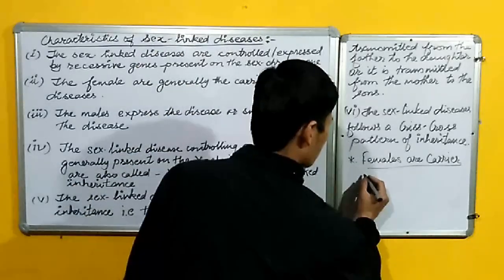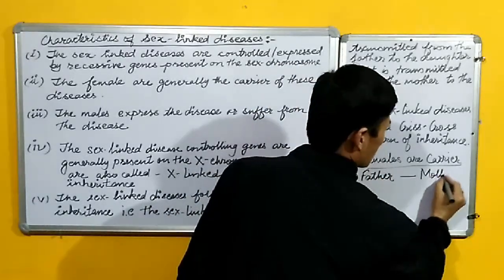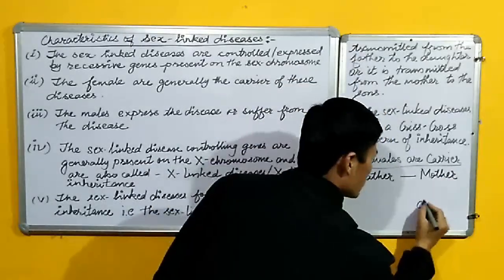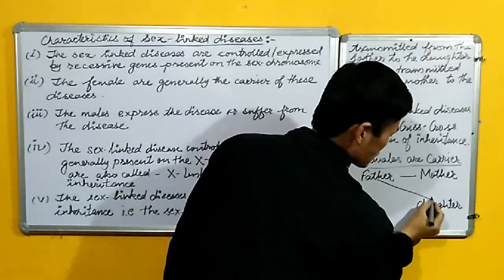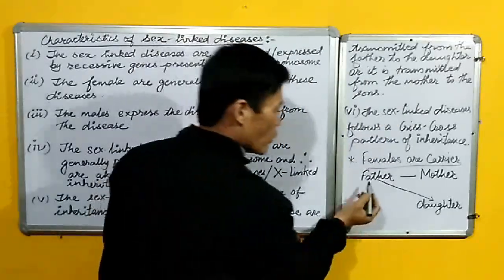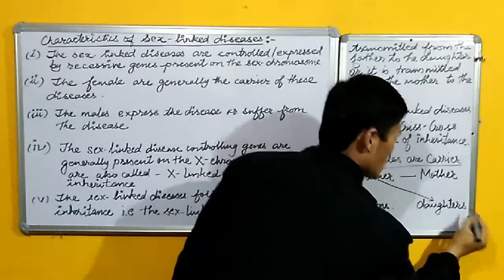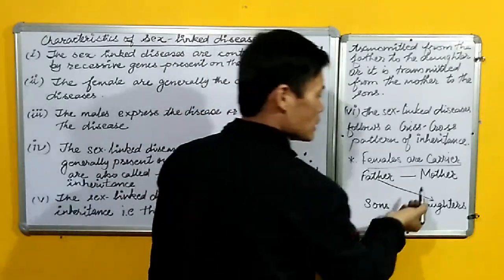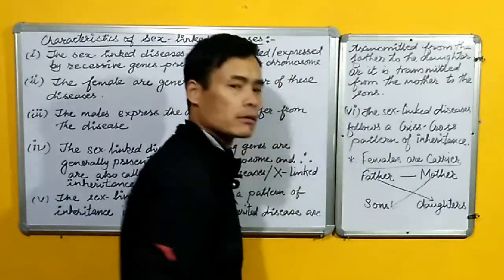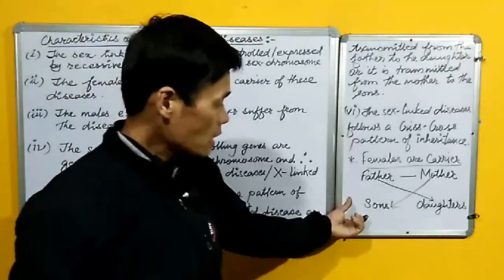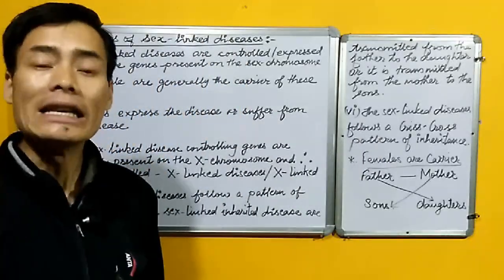inheritance. That is, if this is the father and if this is the mother, then the transmission of these genes through the sex chromosome will be from the father to the daughter, and the transmission of the genes that are present in the sex chromosome will be from the mother to the son. Therefore, this pattern of inheritance is referred to as the criss-cross pattern of inheritance.